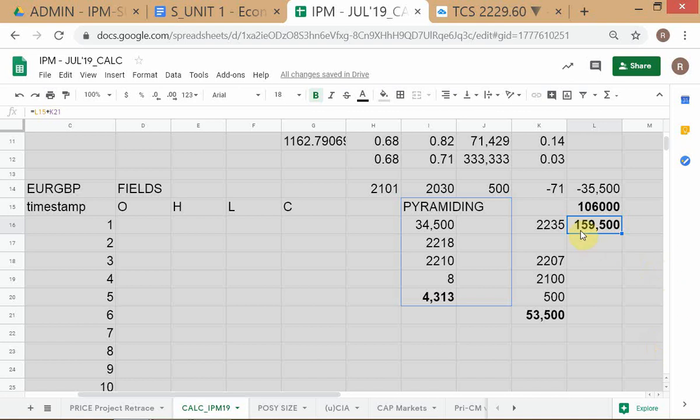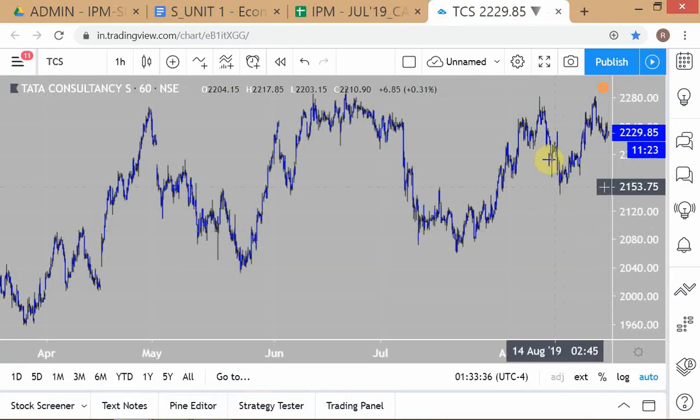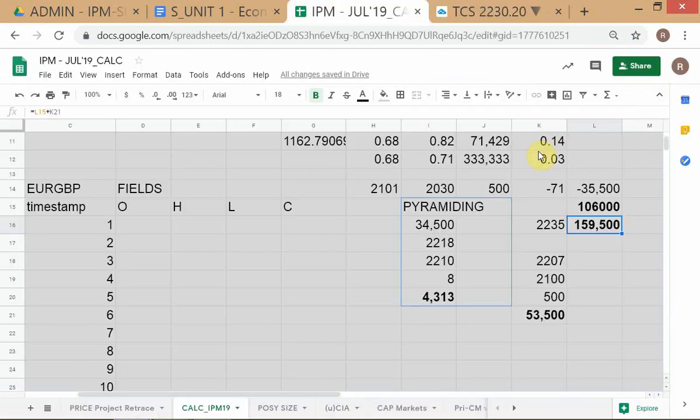Because if I risk 159,000 against this new stop, if I take a total risk of 159,000, my actual net loss will still be only 106,000. When I'm deciding the size of the new position, if I assume that on the new position I can afford to lose 159,000, and I put on the new position in that manner, then I will lose 159,000 on the new position, but on the old position I'll make 53,500. Yes or no?